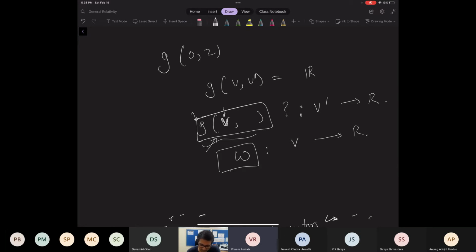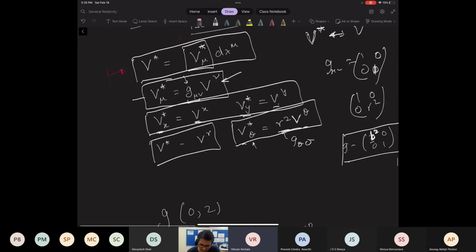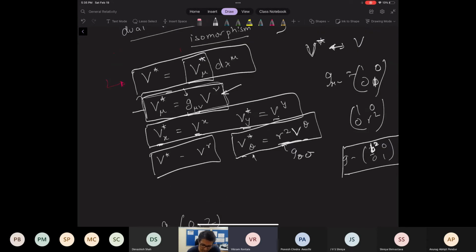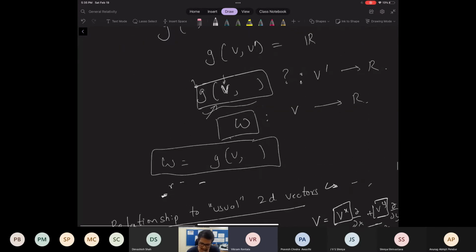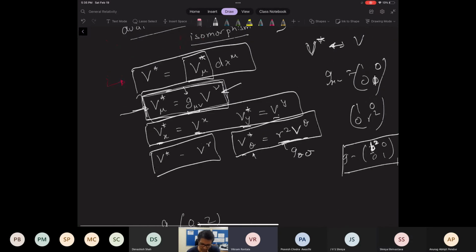Basically the isomorphism is that the dual vector is, you can think of symbolically like this. In components, it's this relationship here. You can go back and look at the notes where we talked about these dual vectors. Any other questions?